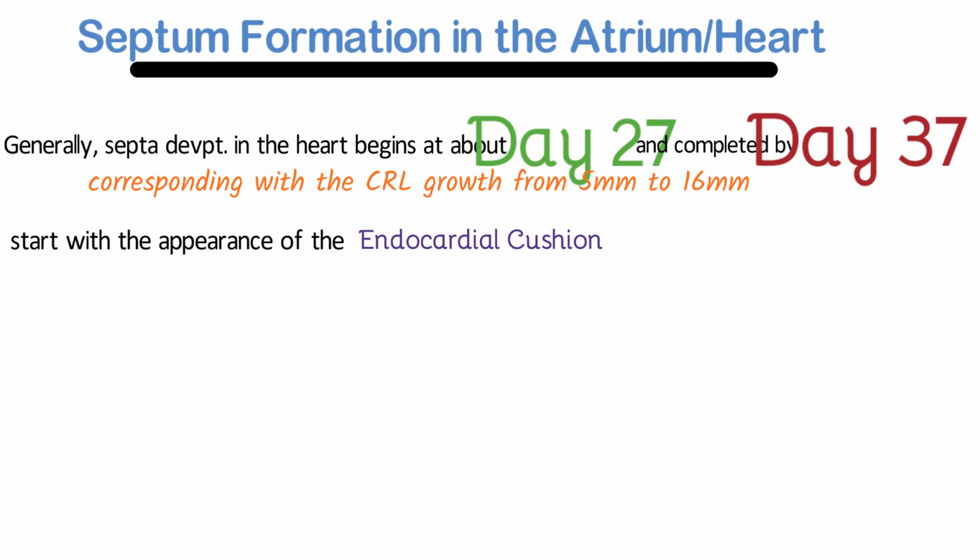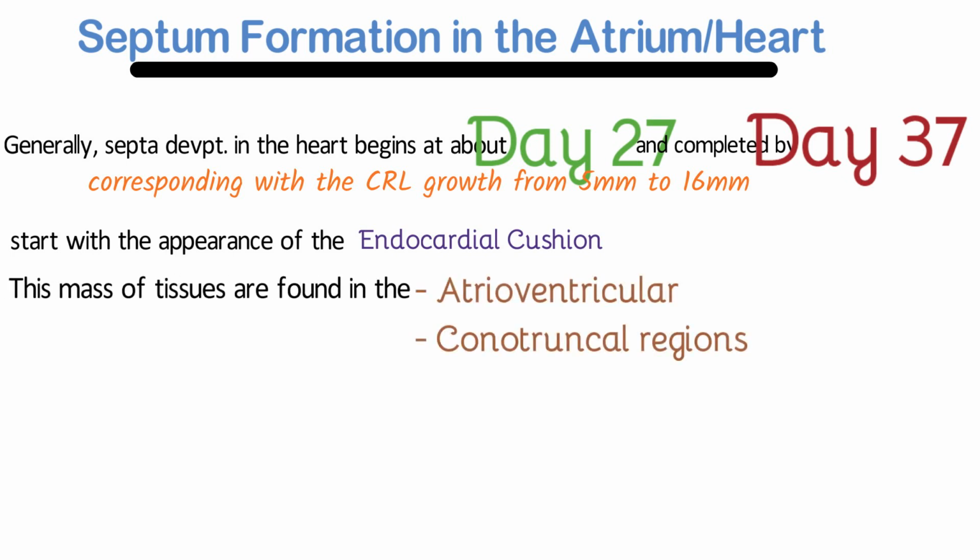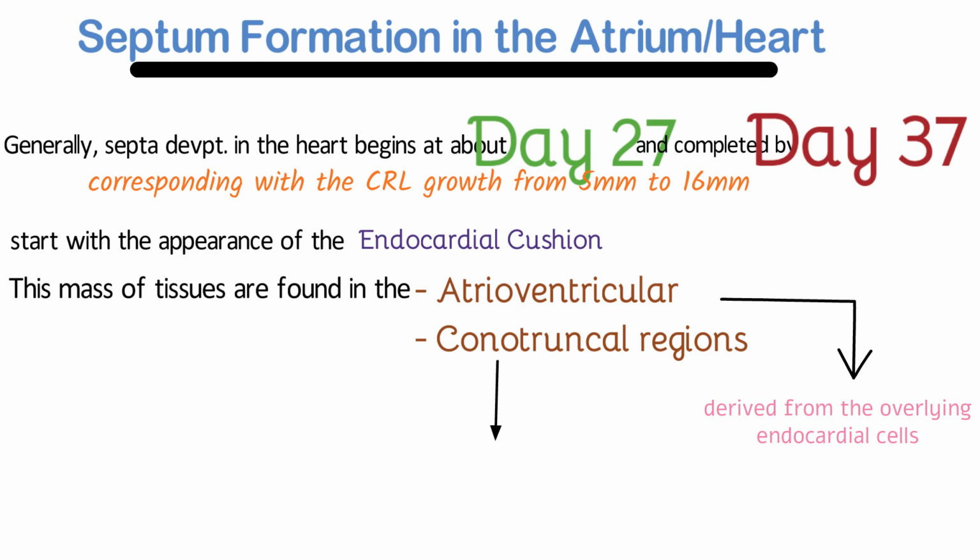It also plays a role in the development of another heart structure which will be discussed in a subsequent video. This mass of tissue is strategically sited at the atrioventricular region and the conotruncal region. At the atrioventricular region, the endocardial cushions are derived from overlying endocardial cells that detach from their neighbors and move into the matrix. While at the conotruncal region, they are derived from neural crest cells migrating from the cranial neural fold to the outflow tract.